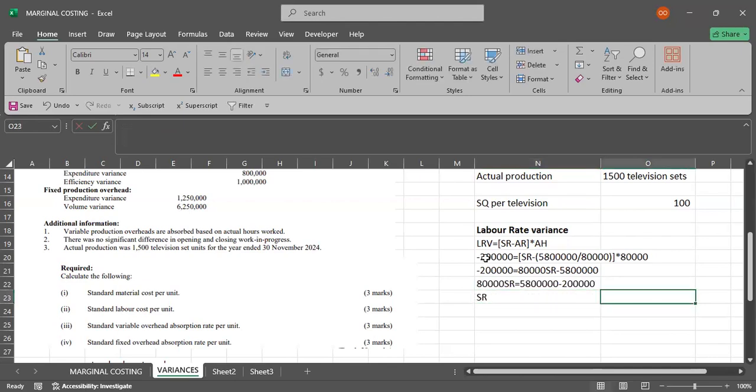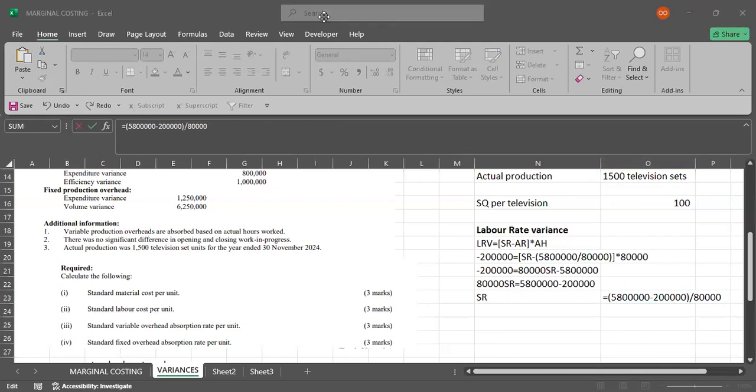What is our standard rate? Our standard rate will be equal to 5,800,000 less 200,000. The whole of that I divide by this figure that is here on the standard rate figure, that is 80,000. I want to see the first person who will give us the right answer. What is your standard rate? What are you getting as the standard rate?